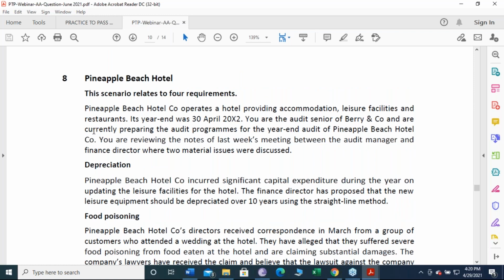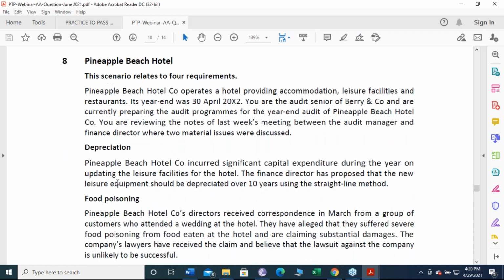You are the audit senior of Barry and Company and you are currently preparing the audit programs for the year-end audit of Pineapple Beach Hotel. You are reviewing the notes of the last week's meeting between the audit manager and the finance director where 2 material issues were discussed. So let's read the first issue, which is about the depreciation.